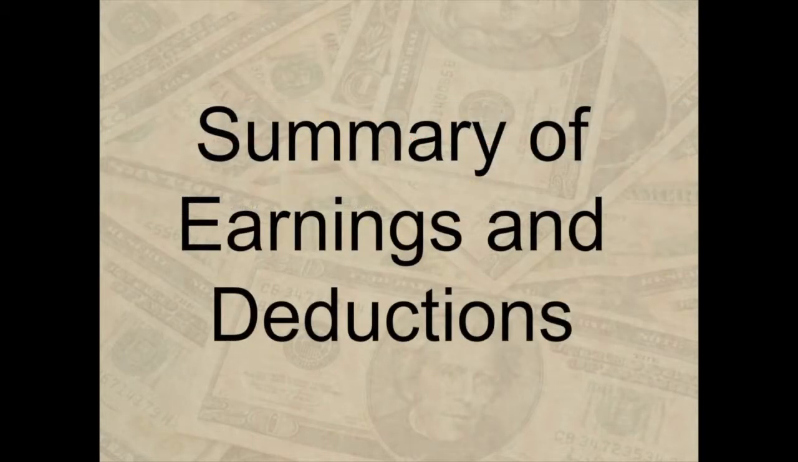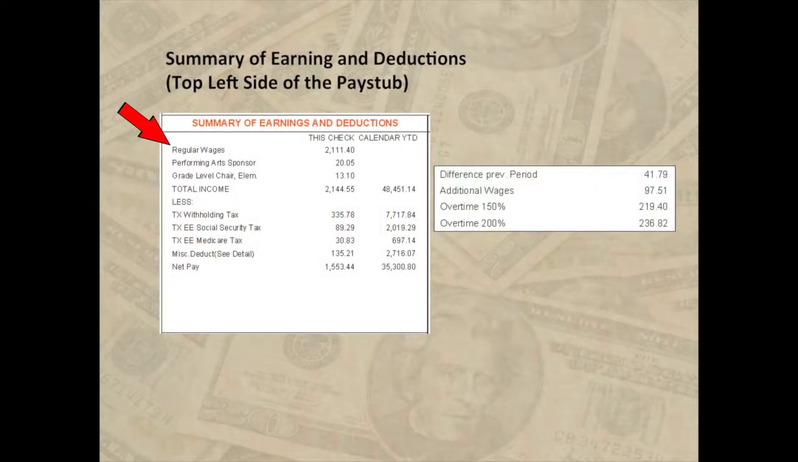Next, look at the section titled Summary of Earnings and Deductions. This section will show different types of earnings and taxes that might appear on your pay stub. Regular wages are earnings you receive from work performed in your primary position. A difference in previous period will appear on your pay stub for wages due from a previous pay period. Once a change is made that affects your pay, the difference will be calculated and reflected on your pay stub as a retro adjustment. This may be for overtime that did not pay on a previous check or for years of experience that have not yet been granted.